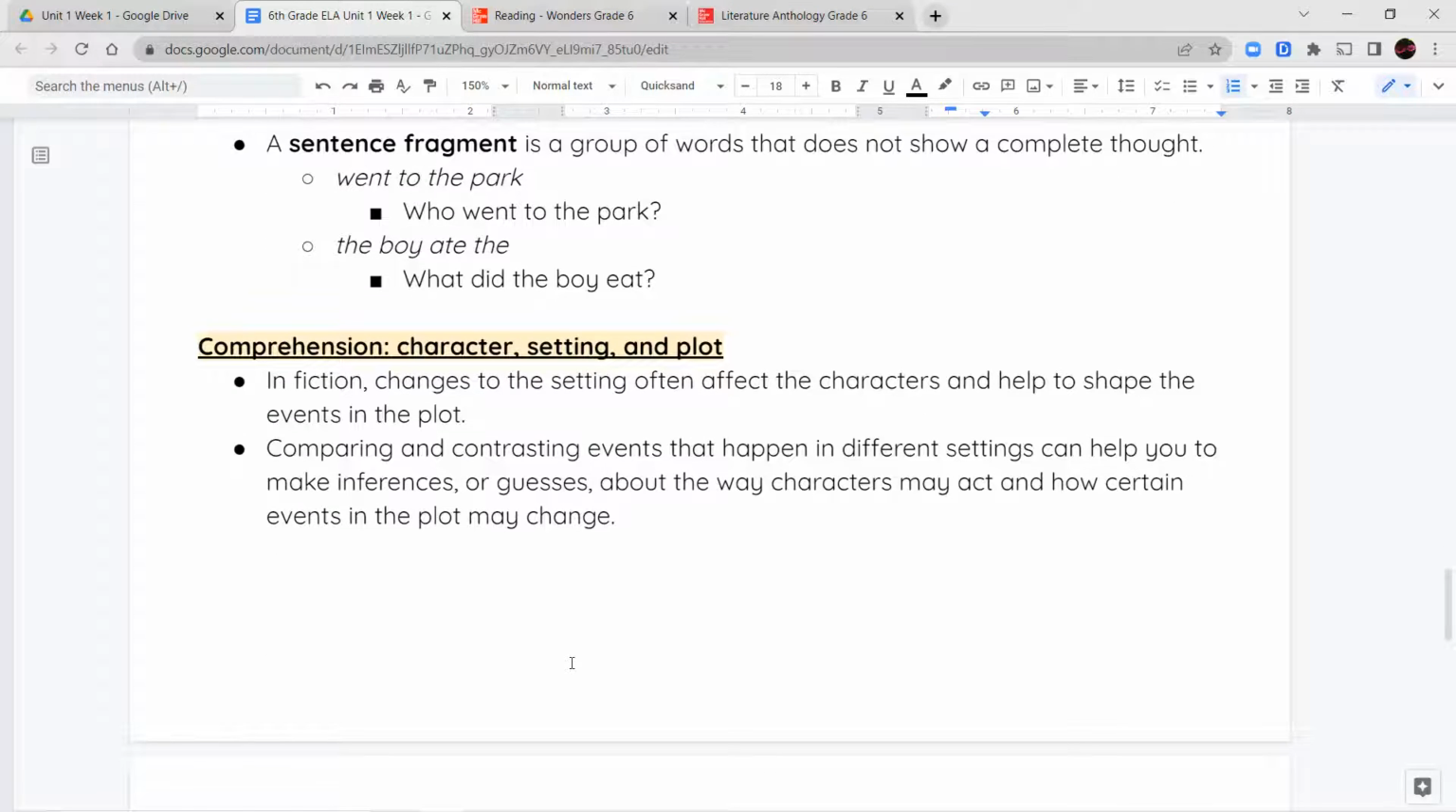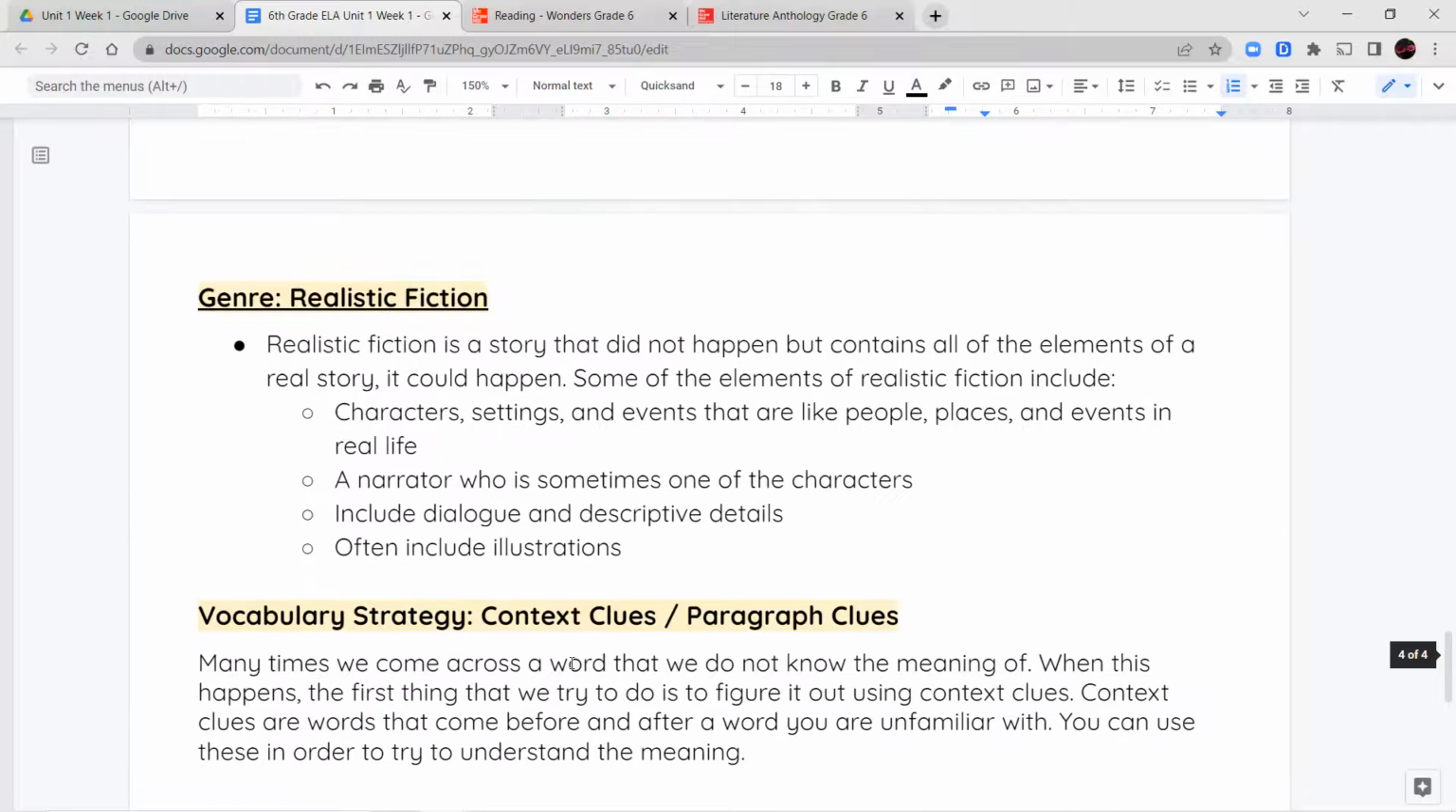Now, for your comprehension section, we're going to be focusing on character, setting, and plot. So in fiction, whenever you're changing the setting, that often changes the characters' reactions and how they're behaving, and it also helps to shape the events and the things that are happening in the story, which are the plot. Now, by comparing and contrasting events that happen in different settings, this will help you to make inferences or guesses about the way characters may react or how they're going to act if a certain event arises.